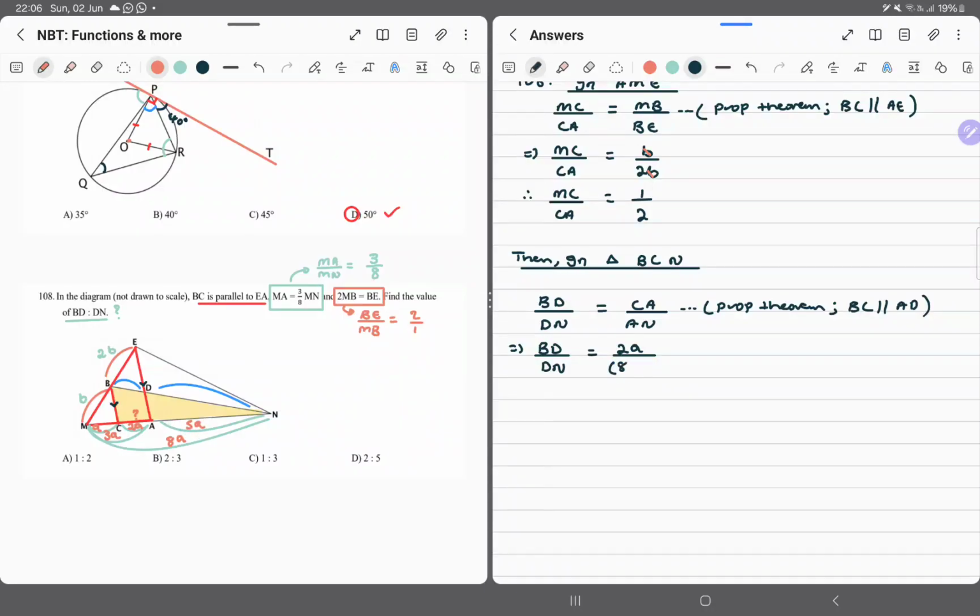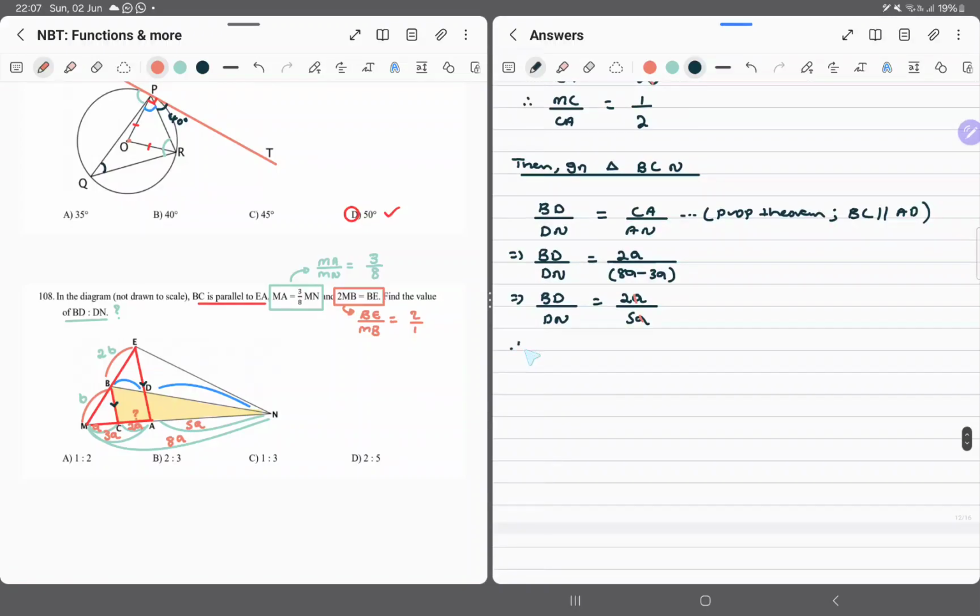We need to show a calculation. It's 8A minus 3A, because what was given was those two. So we did not establish as yet what that was. This implies that BD over DN is equal to 2A over 5A finally. So we can conclude that, therefore, in the manner that is required, BD is to DN is equal to 2:5.